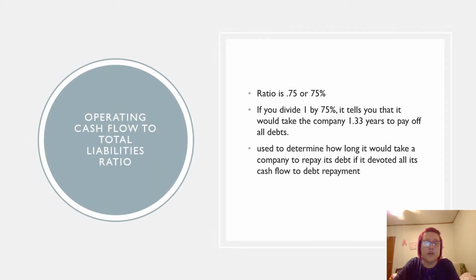Operating cash flow to total liabilities ratio is 0.75 or 75%. If you divide 1 by 75%, it tells you that it would take the company 1.33 years to pay off all the debts. And this ratio is used to determine how long it would take a company to repay its debt if it devoted all of its cash flow to debt repayment.